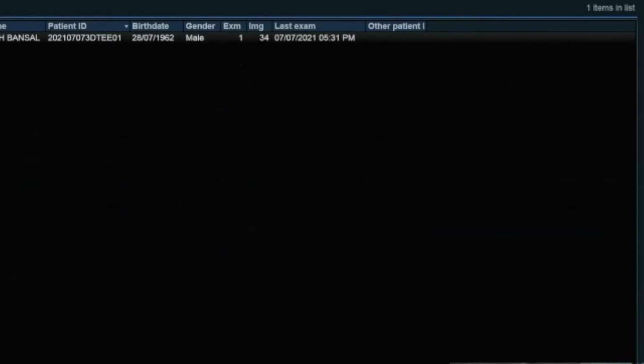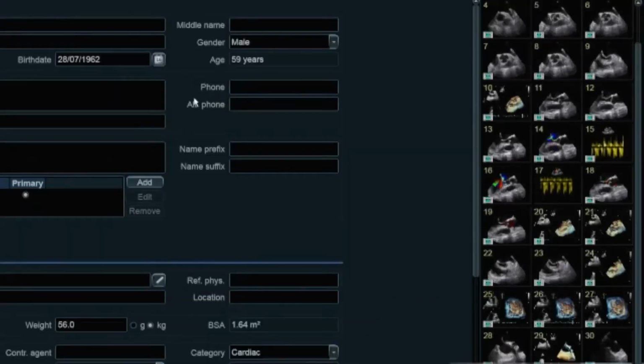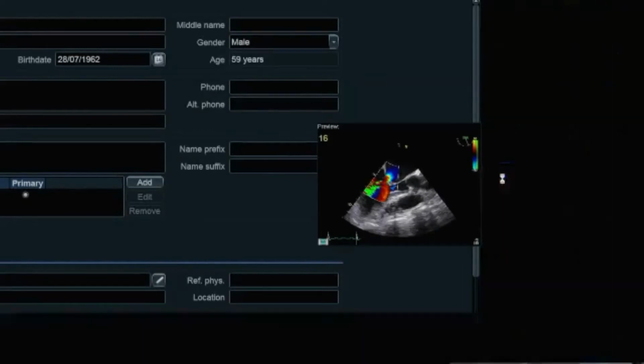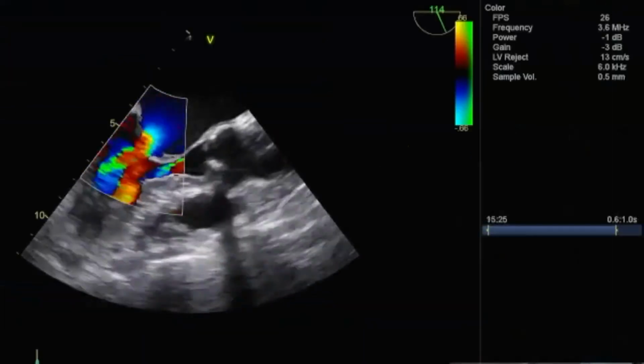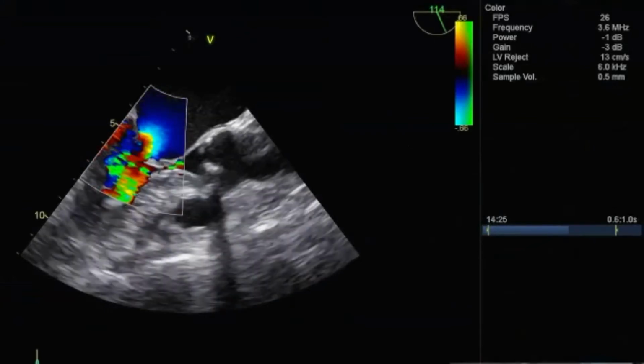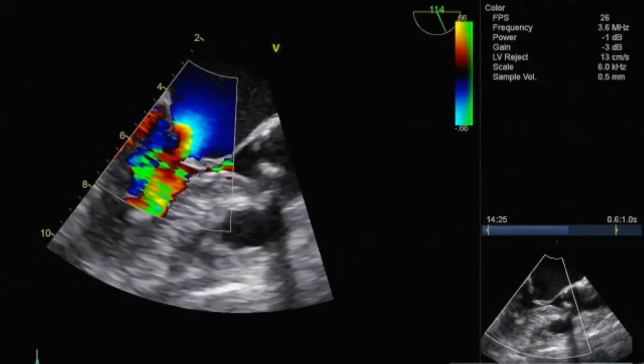Let me try to show in another patient where we had a good PISA possible. Yeah, we have got a good PISA. Now you see the PISA. Now you can see multiple hemispheres in this patient. This is the opening, this is one aliasing and this is the second aliasing line. This is not for mitral regurgitation, this is for mitral stenosis. So these are the kinds of things we can produce and then measure the aliasing velocity from this point to this.